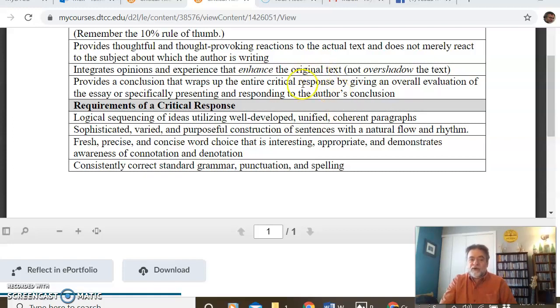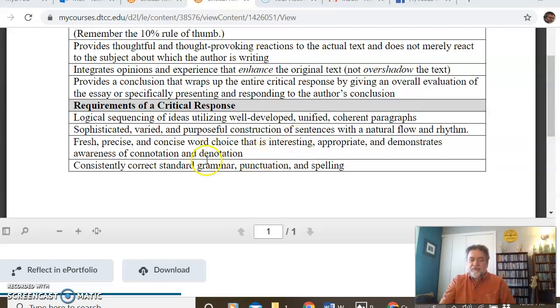Now, at some point, this is the biggest hint I can give you. Once you're sure all your ideas are in place, we need to work on these elements: sophisticated, varied, and purposeful construction of sentences with a natural flow and rhythm. Once the ideas are in place, you now need to actually read this out loud slowly. Make sure it sounds good. If it sounds weird to you or doesn't make sense, fix it.